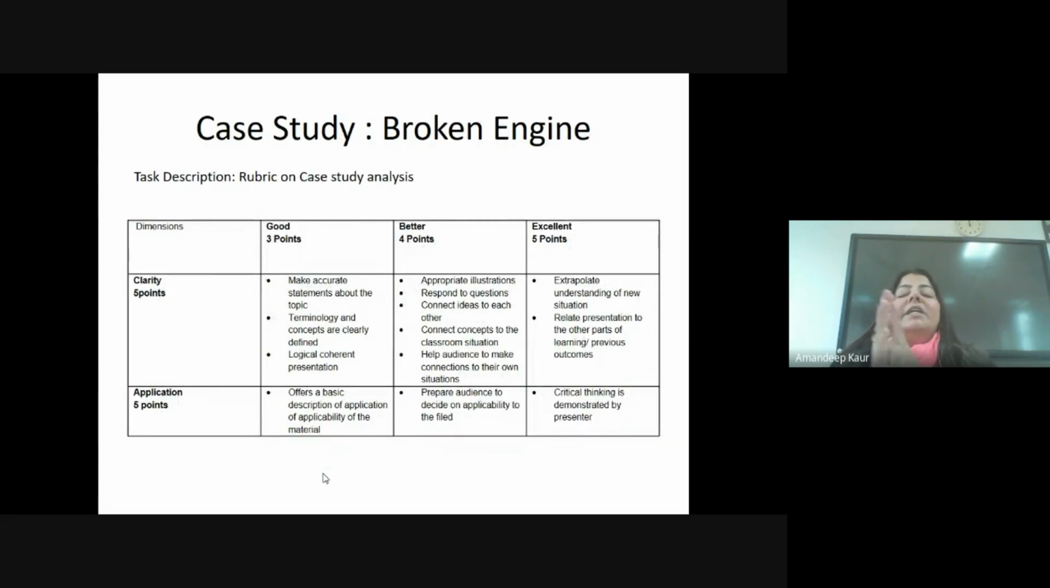For example, the case study that we were discussing was a broken engine part. So it is a classroom assessment activity. We simply divide that classroom assessment activity into two different components. The very first one is the clarity point and the other is the application point. So 5 marks are given to both dimensions. The scale is divided as good, better, or excellent. Likewise, we need to give the quantitative scale to that particular rubric sheet also. So for a classroom assessment activity, this kind of rubric sheet can work. So this is one example of following the format of the rubric sheet and designing the rubric as a criteria.